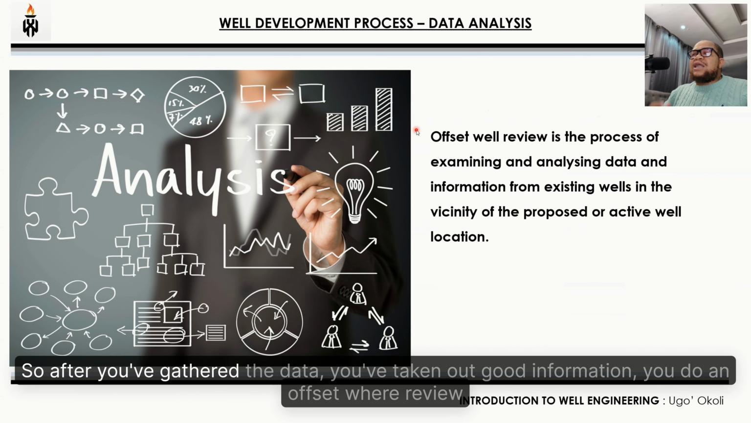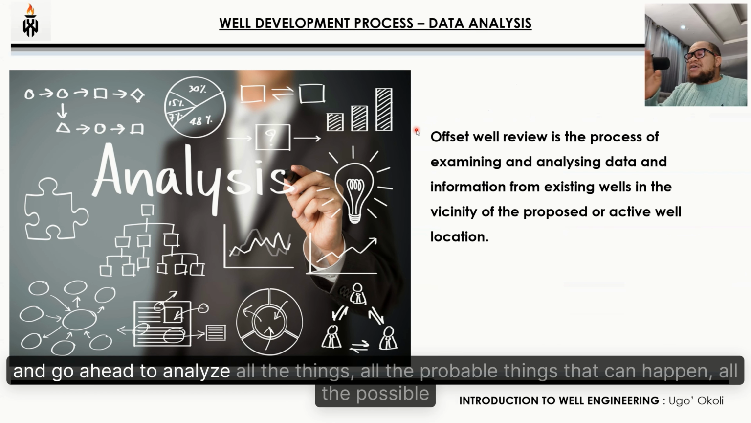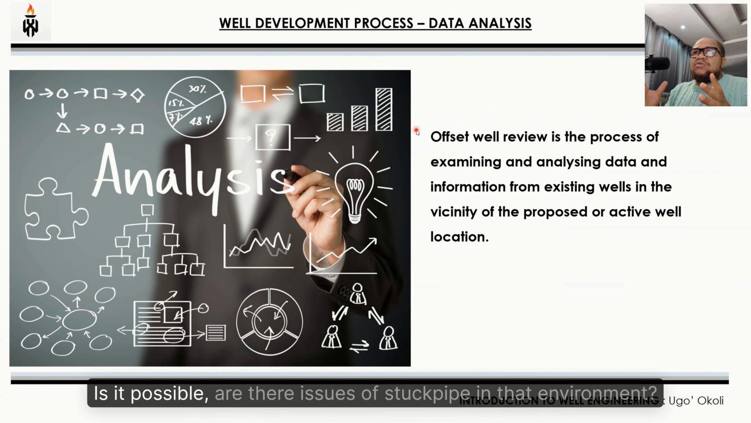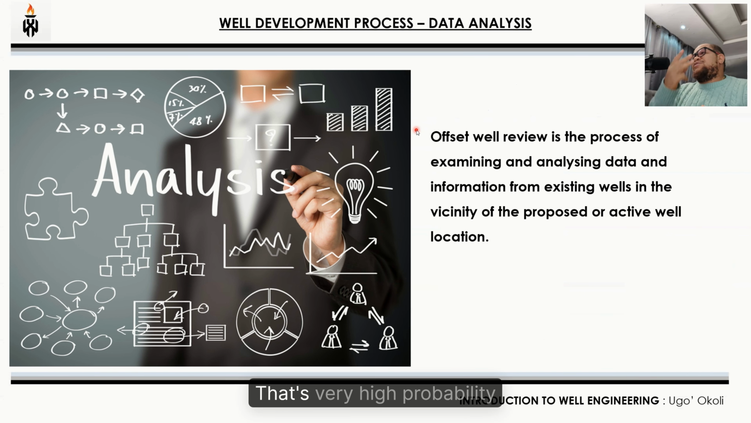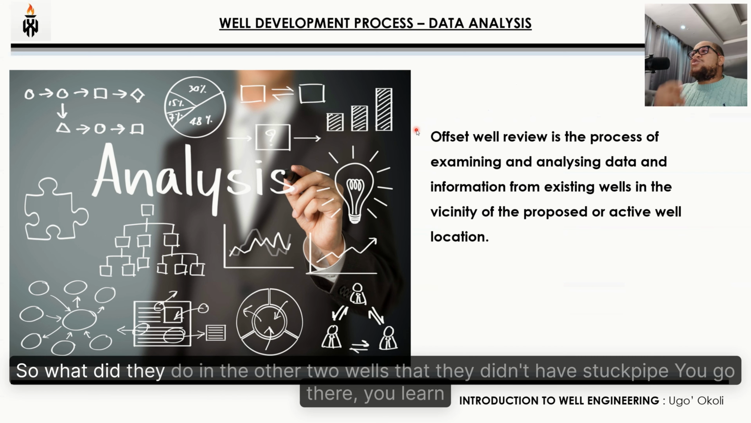So after you've gathered the data and taken out good information, you do an offset well review and go ahead to analyze all the probable things, all the possible things that can happen. Are there issues of stuck pipe in that environment? In maybe 7 wells, you had stuck pipe in 5 wells. That's a very high probability. So what did they do in the other 2 wells that they didn't have stuck pipe? You go there, you learn the lesson.